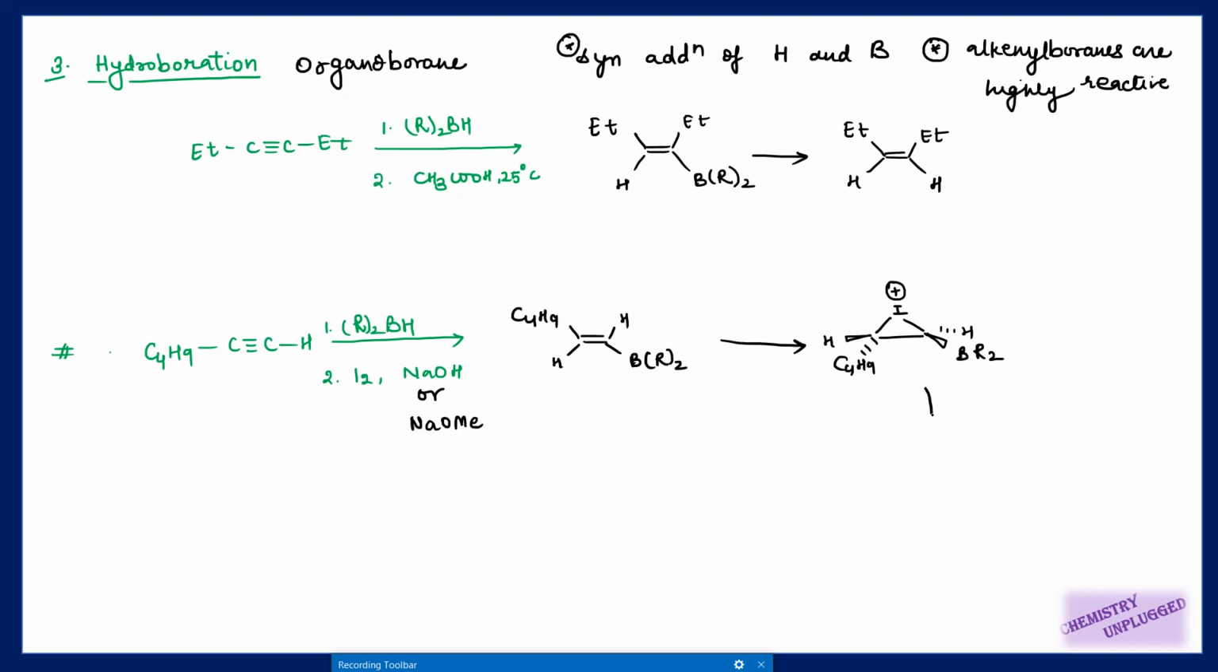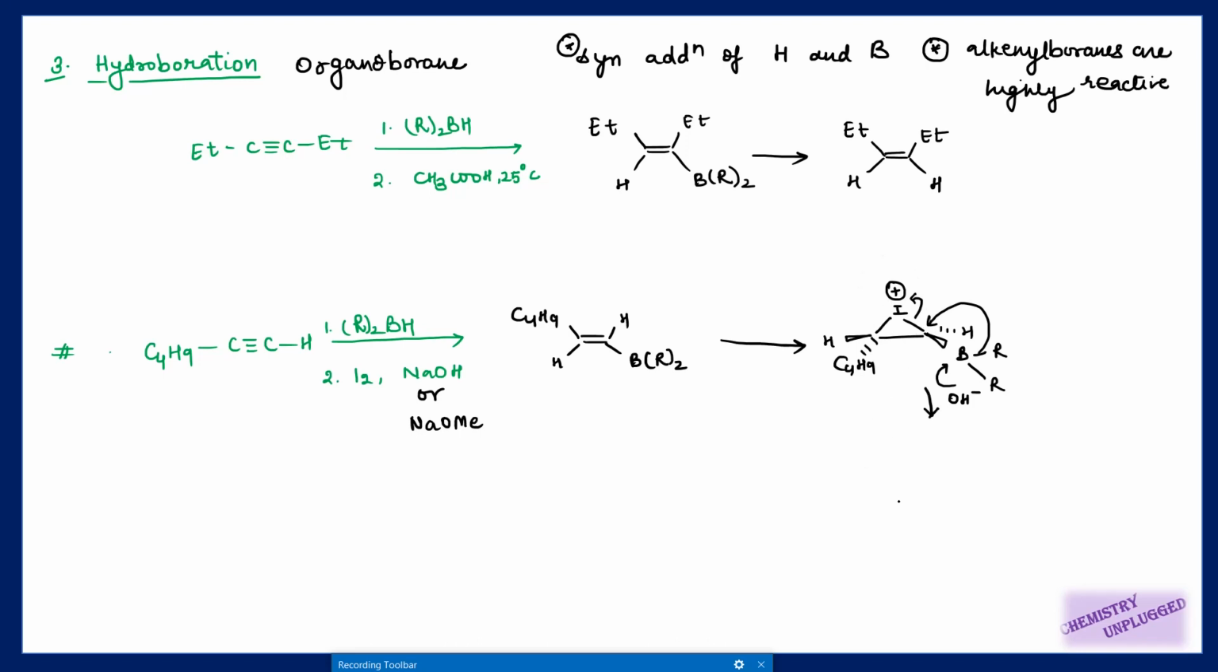In the next step we are using NaOH. So this OH minus will attack on this boron. When it attacks this, then one R from this boron will shift here, and this bond will break, right? Because it is an unstable structure, so it has to break.